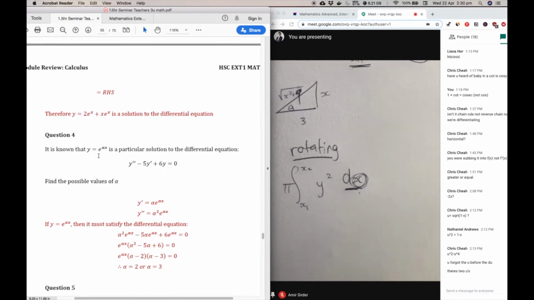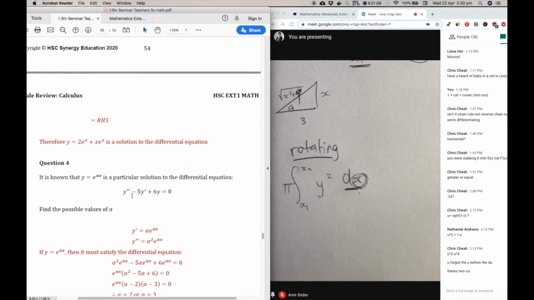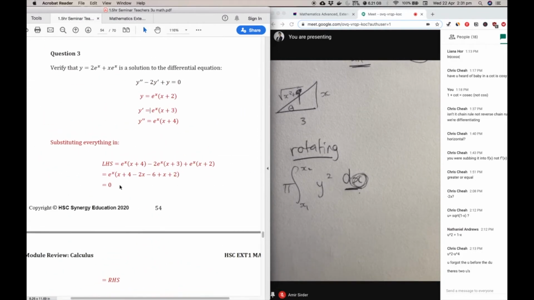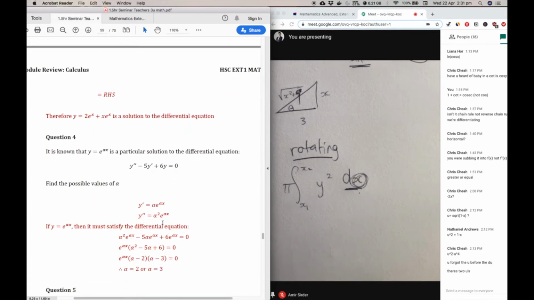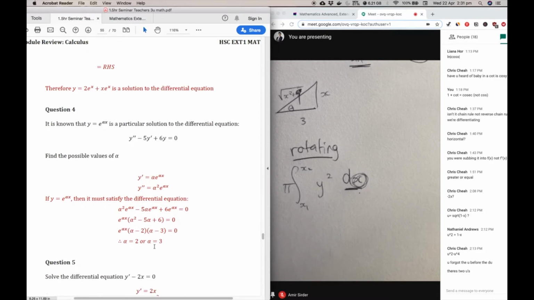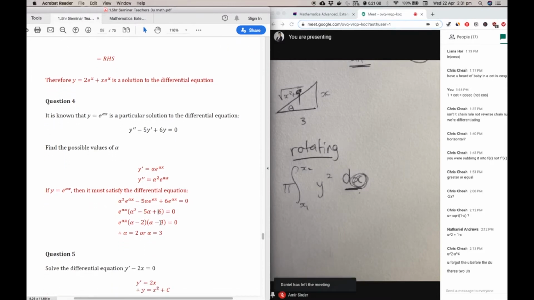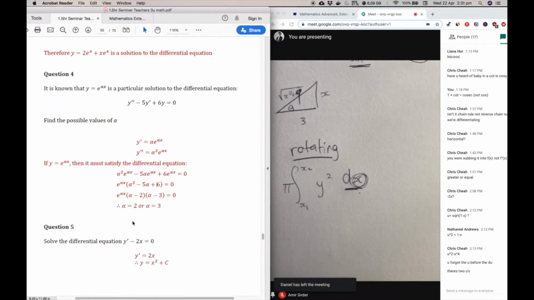It is known that y equals e to the alpha x is a particular solution to the differential equation. Find the possible values of alpha. So again, we sub it in. E to the alpha x, you differentiate it once, differentiate it twice. Now sub it back in. Now it has to equal 0. We can actually factorize out e to the alpha x. It's common in all of them, which means the alpha comes out. We end up with alpha squared minus 5 alpha plus 6, and we can factorize it to find alpha.